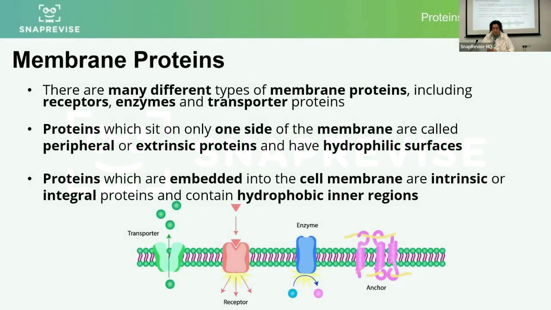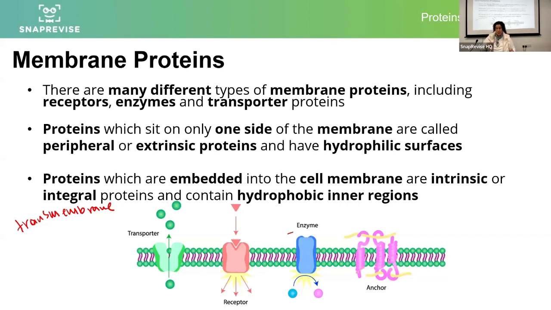Say that we've got proteins that only reside on one side of the membrane, and we call those peripheral or extrinsic. They'll have hydrophilic surfaces because the cytoplasm and the extracellular fluid are aqueous environments. And we've also got proteins that are completely embedded. They span the membrane, and we'll call those intrinsic or integral. We could also sometimes call them transmembrane. Just be aware of these possible names.